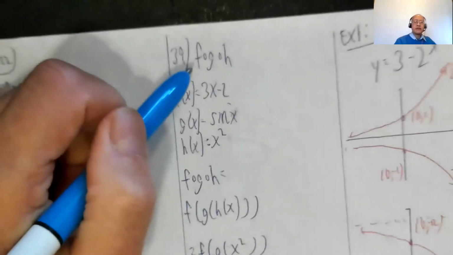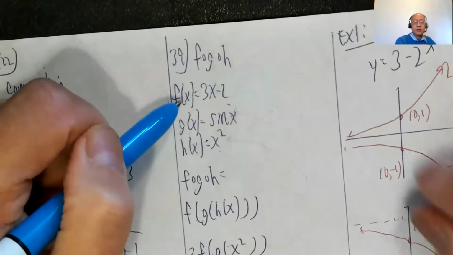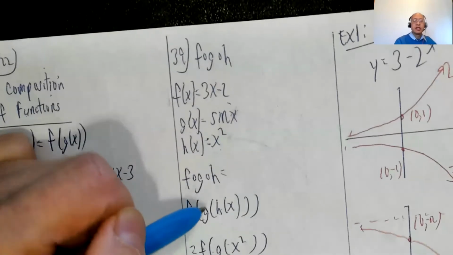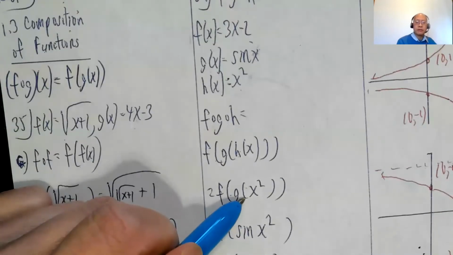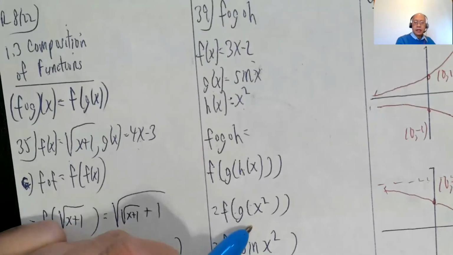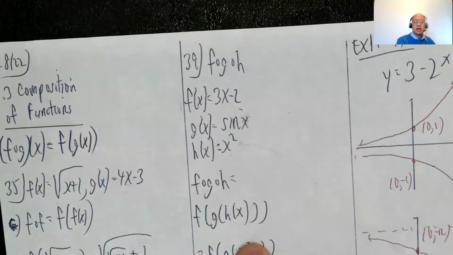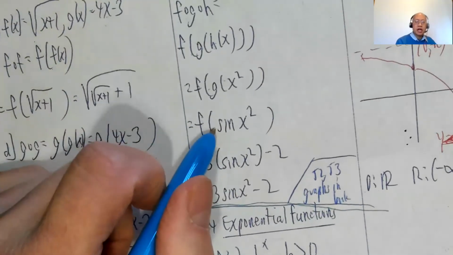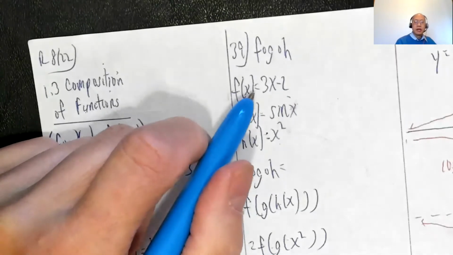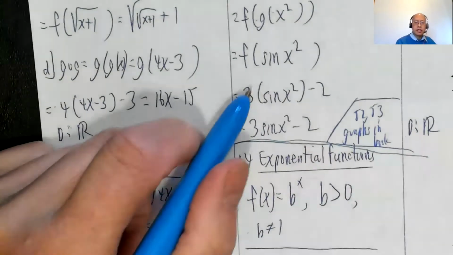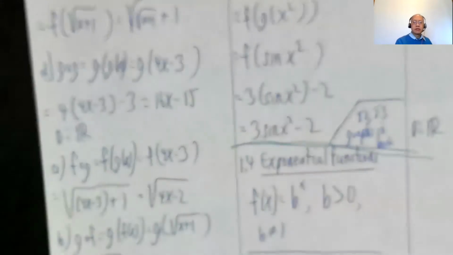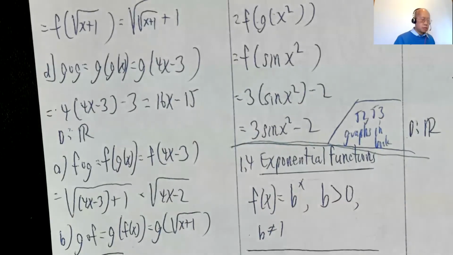Okay, 32 asks for f circle g circle h. So it's f of g of h of x. I go innermost, h of x is x squared. And I apply this to g. G takes the sine of that. So it's f of sine of x squared. And then what does f do? Takes 3 times whatever you gave it and subtracts 2. So 3 times sine of x squared minus 2. And you can leave it like that.